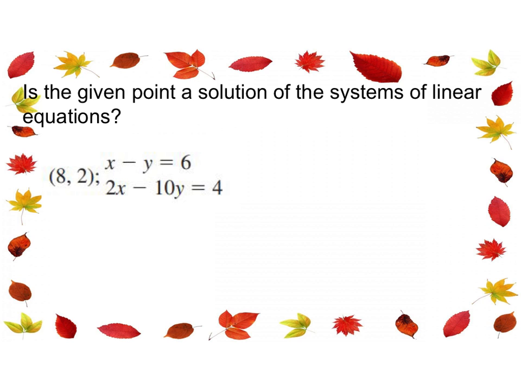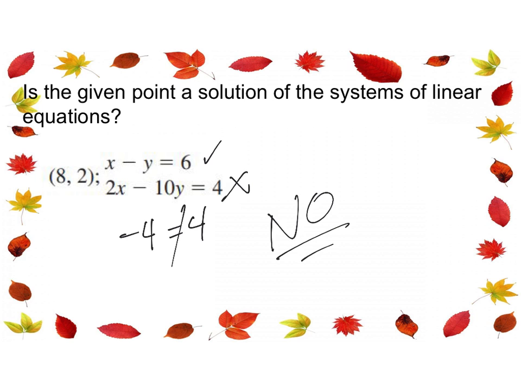All right, good. It looks like about 80% of you have responded, so this is good. I like it. And yes, I do agree that this is a no, because the first one works. The second one does not. You should have ended up with -4 equals 4. Well, that can't be true. So in this case, this would be a no.